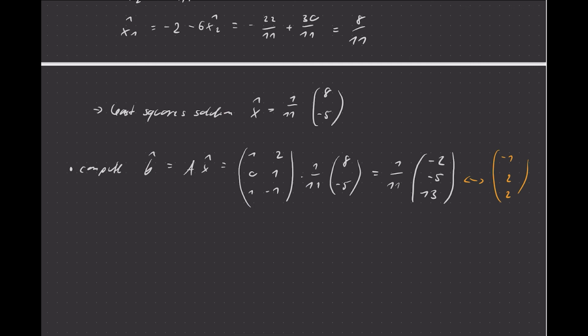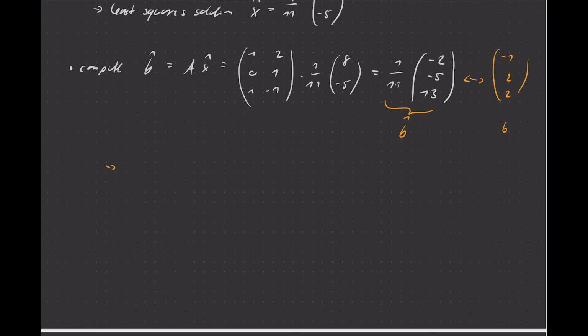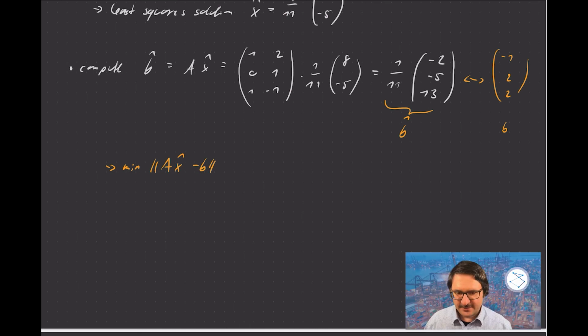Okay, so this here is our original B, well, this is B hat. And again, that minimizes A x hat minus B, right? So x hat does not exactly solve the system, but at least it minimizes the difference here, right? And of course, if B happens to be in the column space, then that method works as well, and it yields an exact solution in that case.